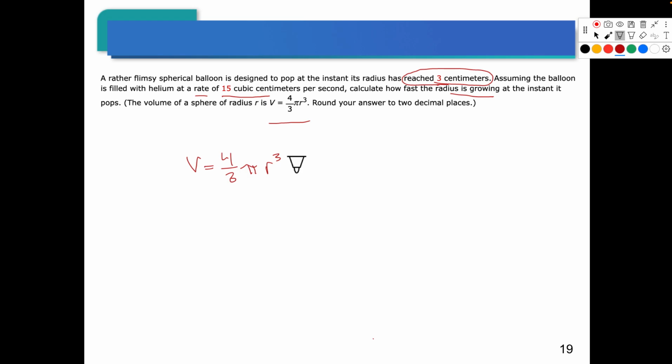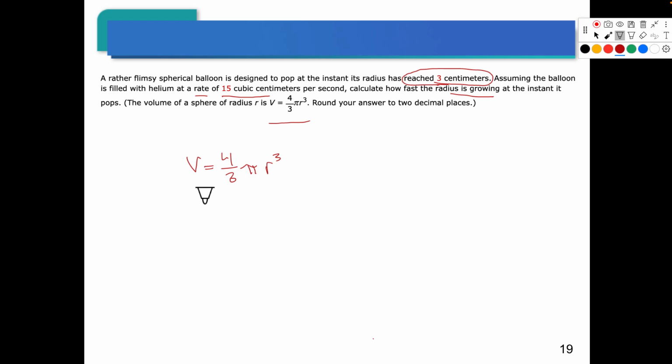No rates in there, right? That's a static situation. But since we've got rates, one of the rates we're given here, we are given that the radius is 3, but again, we don't want to do it too soon because the radius is changing. We need that derivative. So if we plugged it in now, we'd get a 0 when we took a derivative.